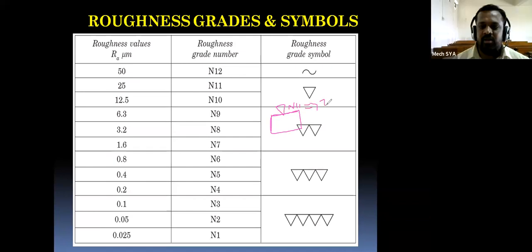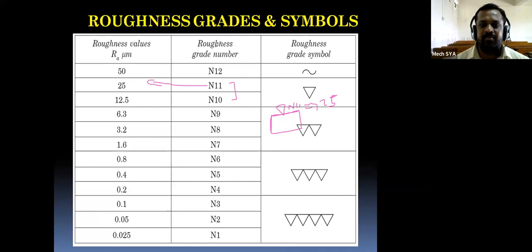How do you have to calculate? Please tell me. How did you select this 25? Because they have drawn here one triangle. See, for this one triangle, we have to select that grade. And here, they have already given the grade, that is N12. We just have to find the value. Okay, in this manner, they will ask the question.